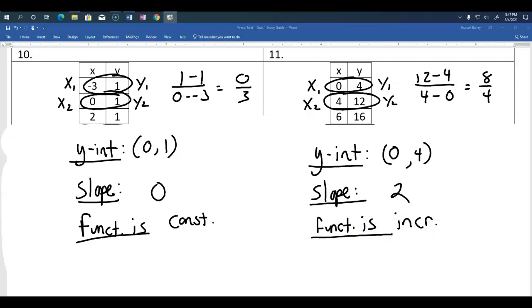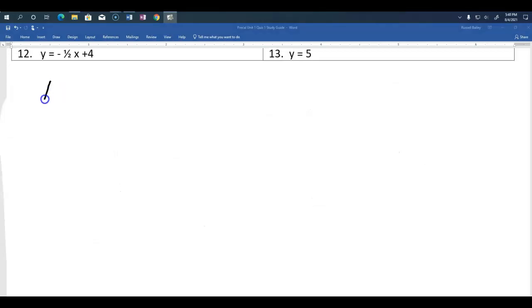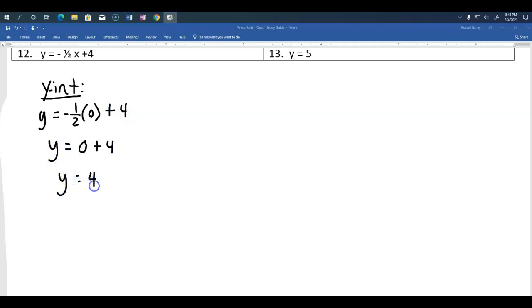So that's numbers 10 and 11. Let's go ahead and take a look at numbers 12 and 13. So the y-intercept is the value of y that goes with the value of x that equals 0. So there's a long way and a short way. I'll just show you the long way because it always works. The short way is convenient sometimes. But the long way is to plug 0 in for x and to simplify. And so there's my y-intercept.